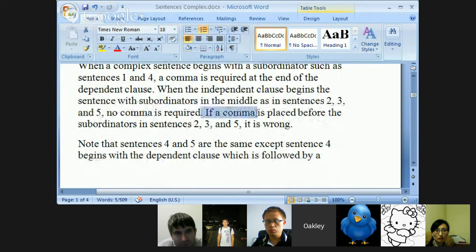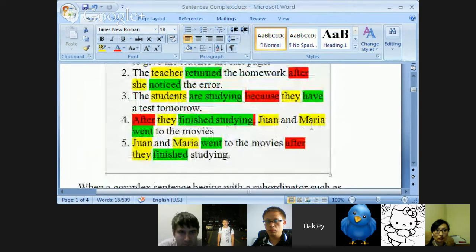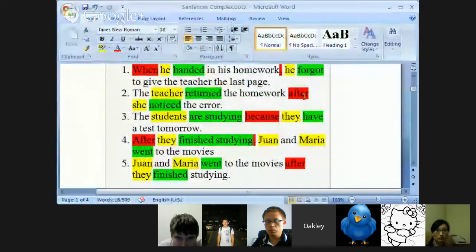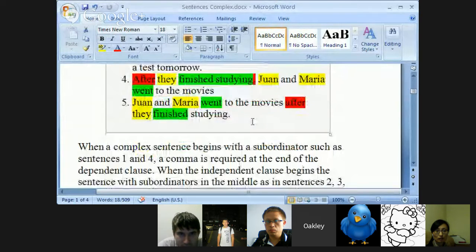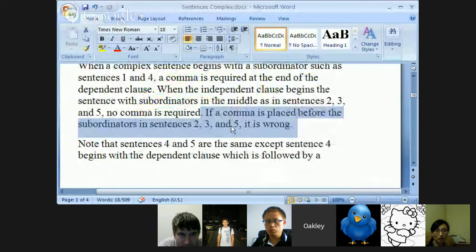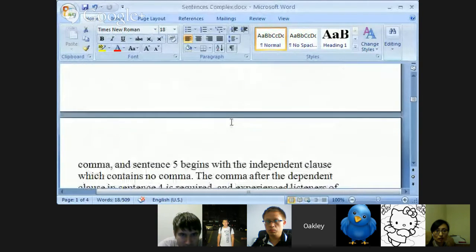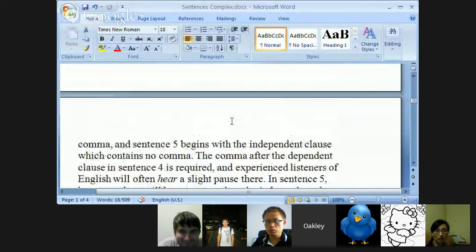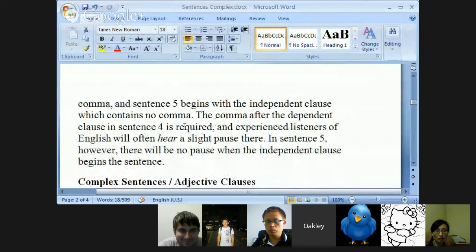All right, last note, if a comma is placed before the subordinators in sentence 2, 3, and 5, with the dependent clause second, then that sentence is wrong. That is grammatically incorrect. You shouldn't be doing that. Okay, let's see if we can try this out. One other note.